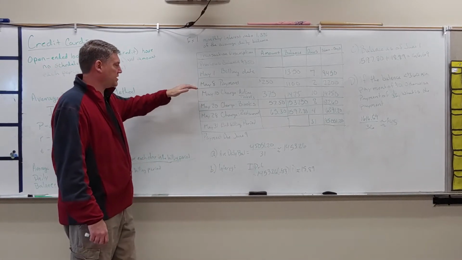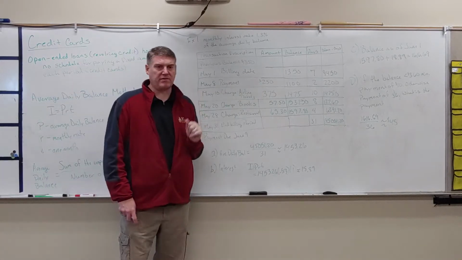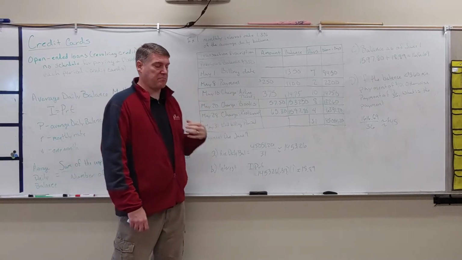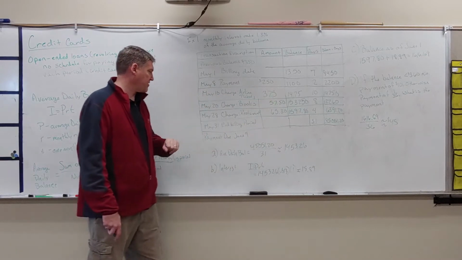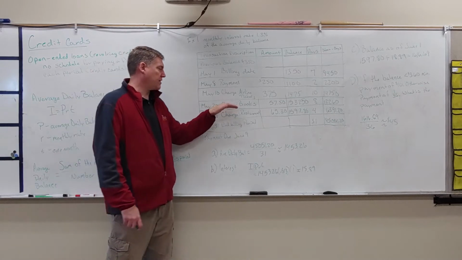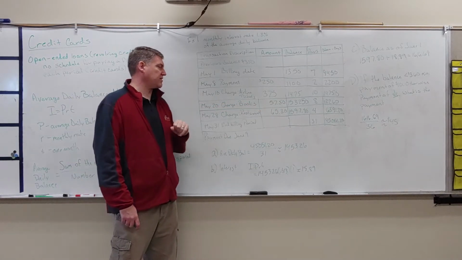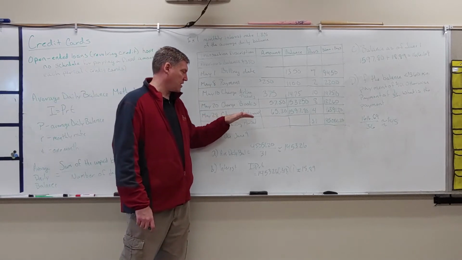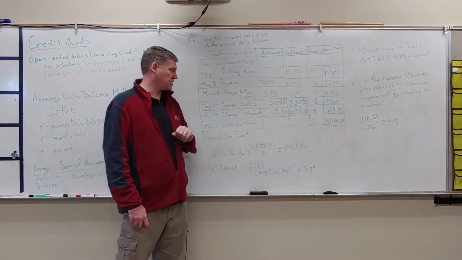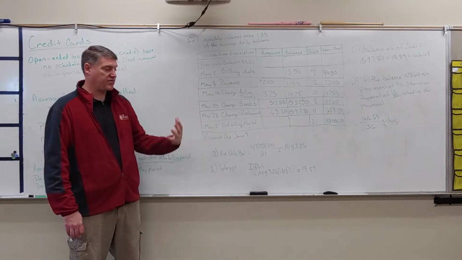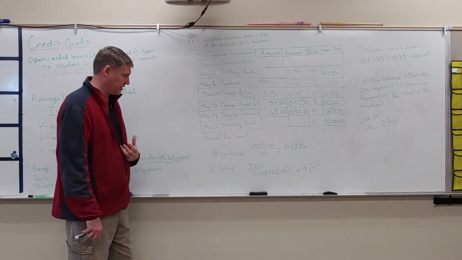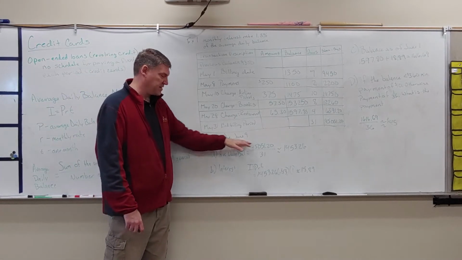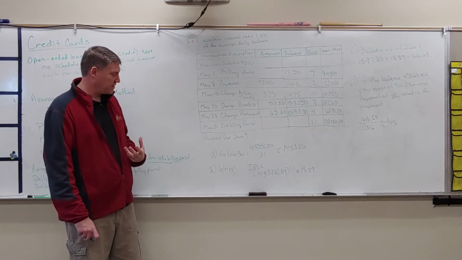On May 8th, they made a payment of $250. It's a credit. On May 10th, they bought airline tickets for $375. On May 20th, they bought books for $57.50. On the 28th, they went out to eat and charged $65.30. May 31st is the end of the billing period, and the payment is due on June 9th.